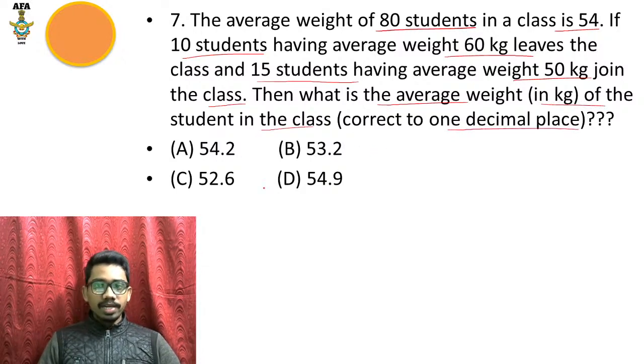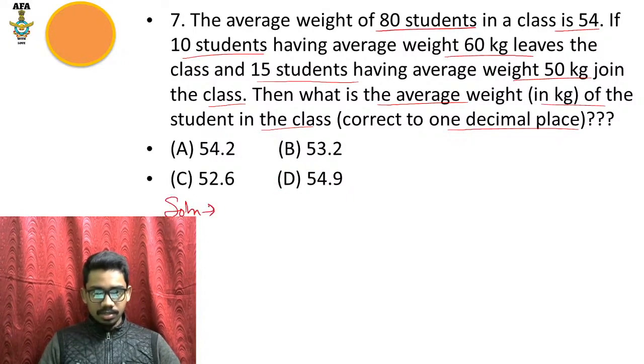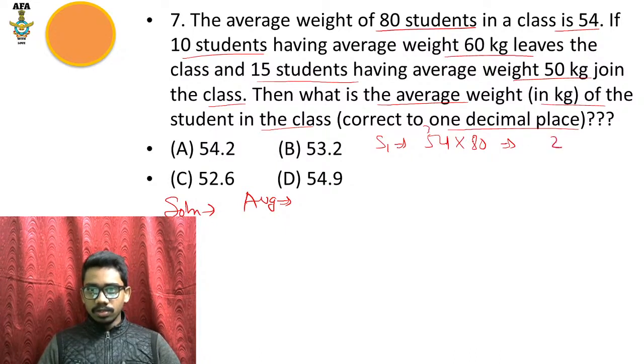So I will calculate the average. I can easily calculate the average. Let's see how to do it. So average equals the sum of these values. S1 will be 54 into 80, the total weight of 80 students. 8 4s are 32, 8 5s are 40, so 4320 is the total.